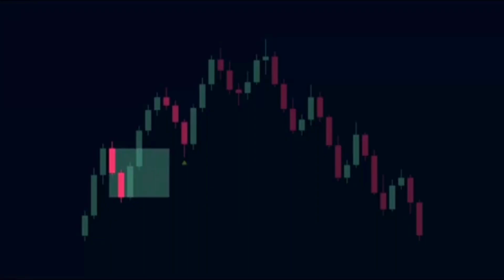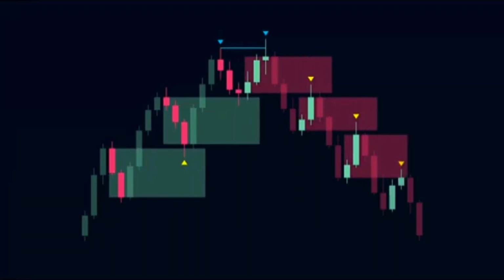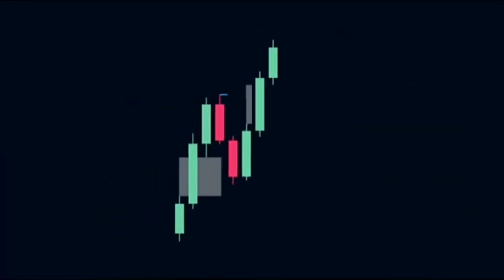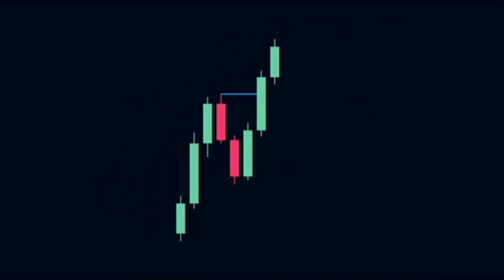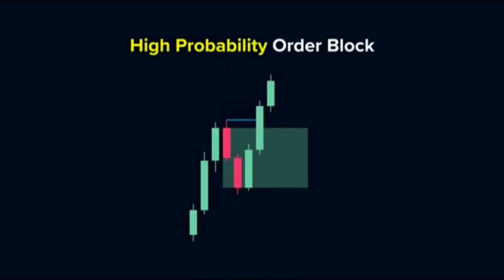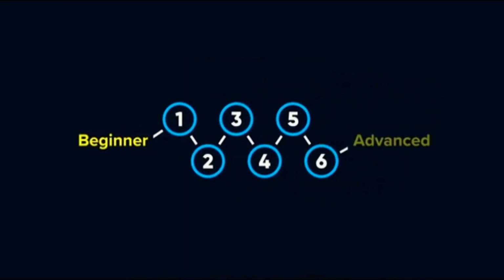A solid order block trading strategy is often the missing piece for most traders that use smart money concepts. And this is because they don't understand the important criteria that actually creates a high probability order block. But in this video, we've explained and simplified everything that you need to know, so you never have to struggle with order blocks again.